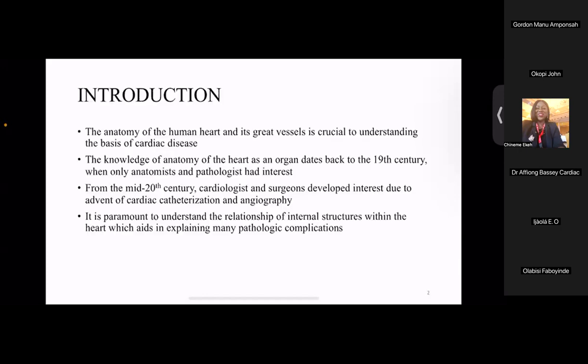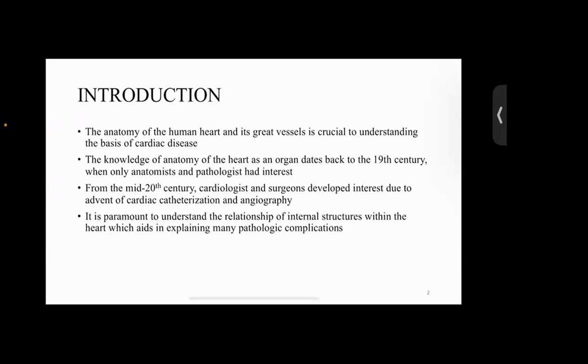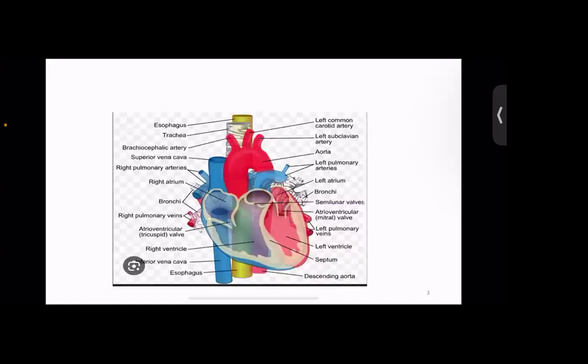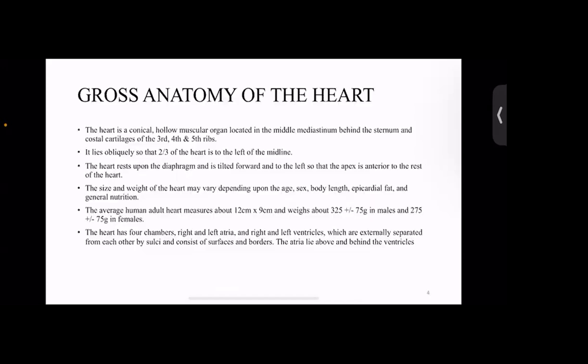As a way of introduction, the anatomy of the human heart and its great vessels is essential to understanding the basis of cardiology. Knowledge of the anatomy of the heart dates back to the 19th century, when only anatomists and pathologists had interest. From the mid 20th century, cardiologists and surgeons developed interest due to the advent of cardiac catheterization and angiography. So it's very important to understand the structure. This is a diagrammatic presentation of what the heart structure looks like. We can go through it later.